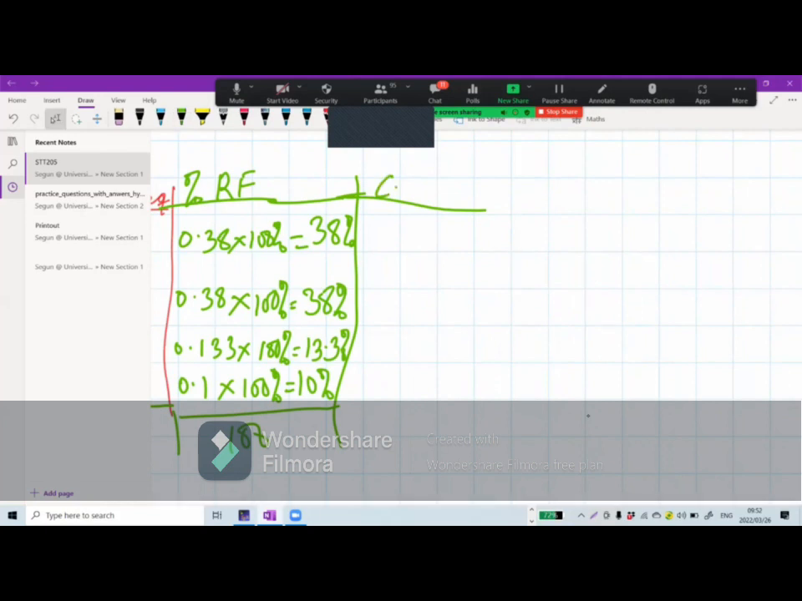So let's look at the last one, cumulative frequency. This is still counting.